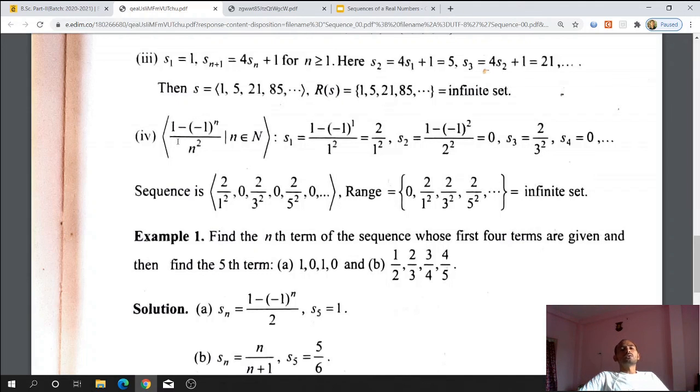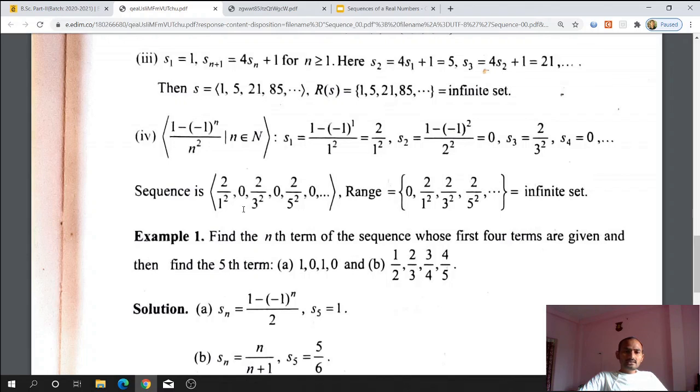What is the third term? The third term is 1 minus (minus 1) raised to 3, upon 3 square. So this is again 2 upon 3 square. Then what is S4? Minus 1 raised to 4 means 1, and 1 minus 1 is 0. So S4 is 0. Again S5 is 2 upon 5 square, and so on. So these are the terms of the sequence S.